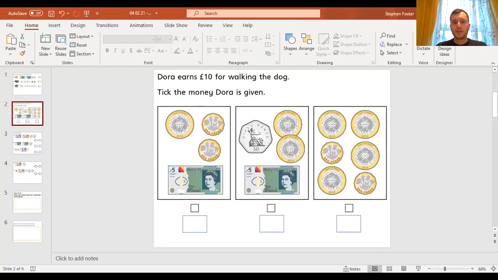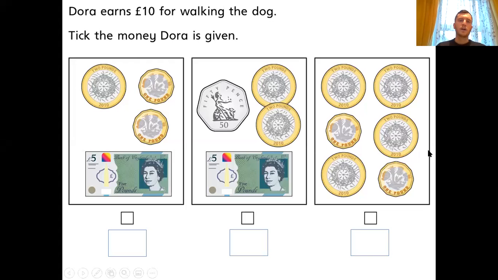Let's look at the next question together. So Dora earns £10 for walking the dog. Tick the money that Dora is given. If you're doing this straight on Teams, you could perhaps just put an X in the boxes underneath for the right ones. So which ones show £10? Again, pause the video if you want some extra time, and then when you're ready, we'll go through the answer together.